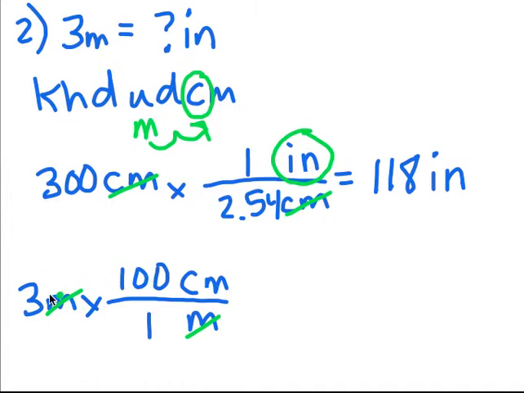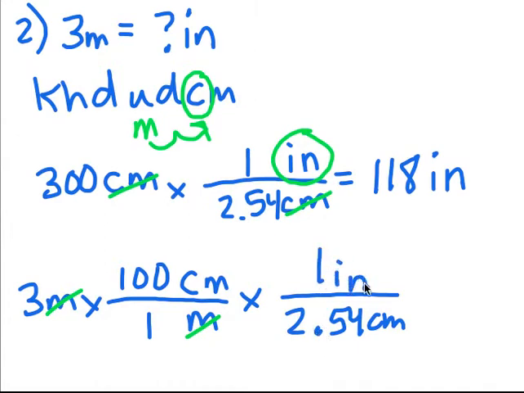So essentially that's doing what we did right here in the first way we did it. So 300 centimeters by moving the decimal, you just multiplied by 100. And then again we could go back here and do the step with 2.54 centimeters on the bottom and 1 inch on the top, and we would get the same answer. So that's 2 different ways that you can do number 2.